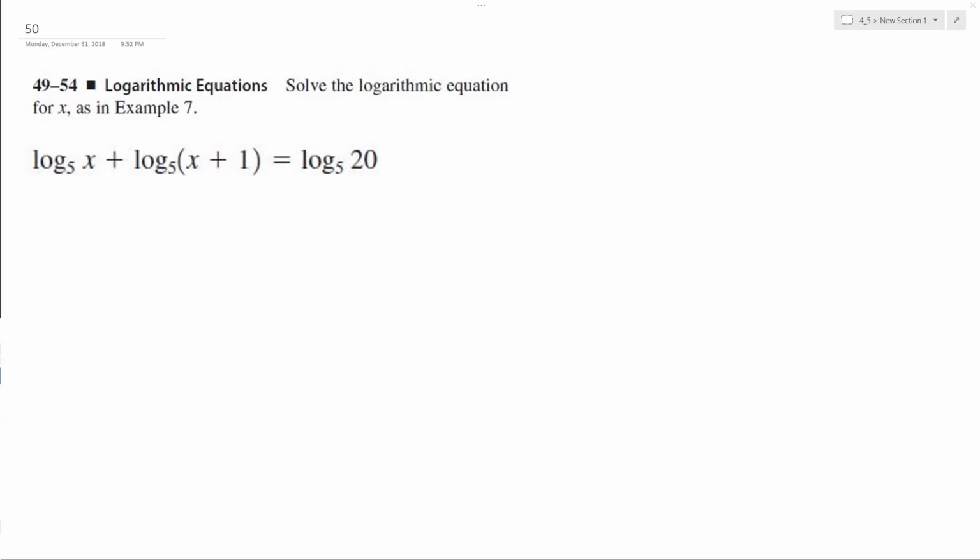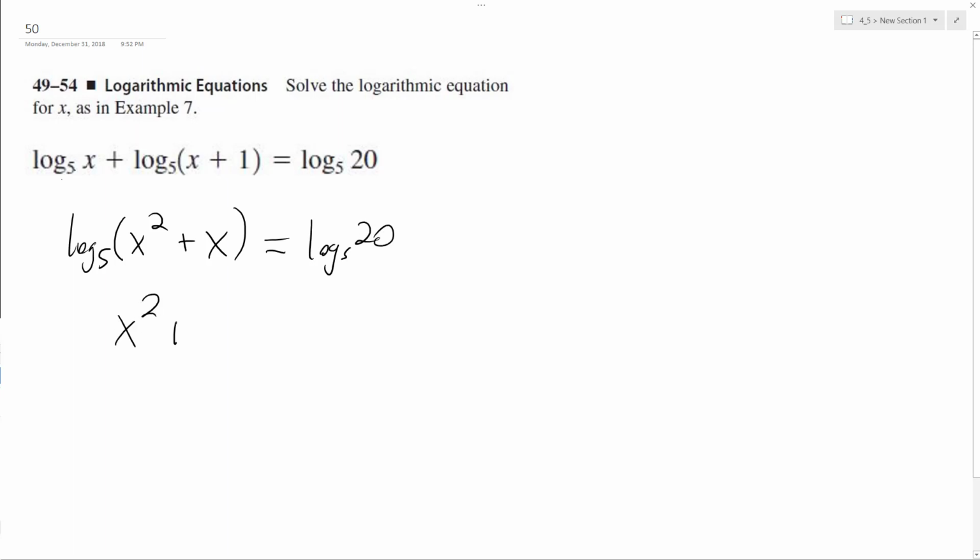All right, let's solve the following problem. So first off, before anything else, I'm going to combine log base 5 of x and log base 5 of x plus 1, so that becomes log base 5 of quantity x squared plus x equals log base 5 of 20. So I can drop the logs now, and I get x squared plus x minus 20.